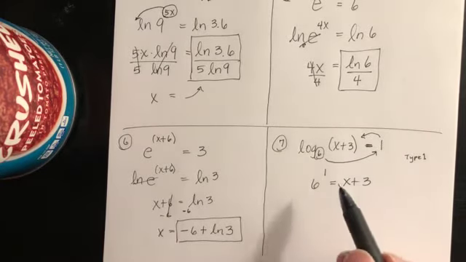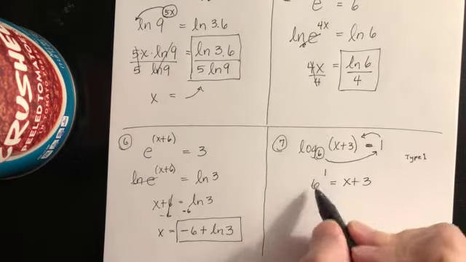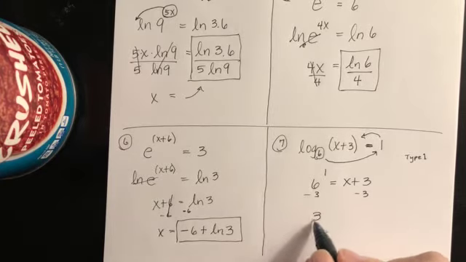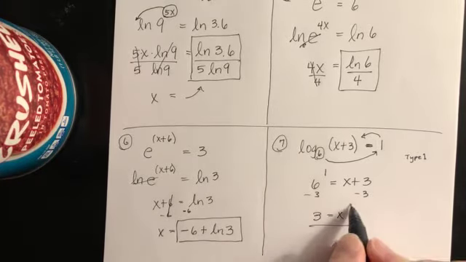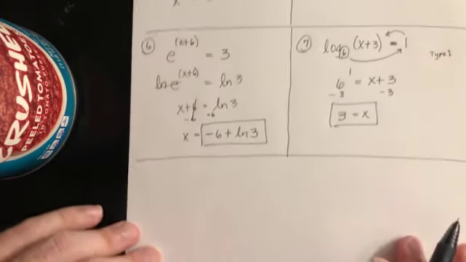Something we learned in 4.1. That's right, it keeps coming back, right? So this 6 to the first is just 6, and this is x plus 3, so I just subtract 3, and I get 3. That's what my x is. Solving log equations, eh? Not so bad.